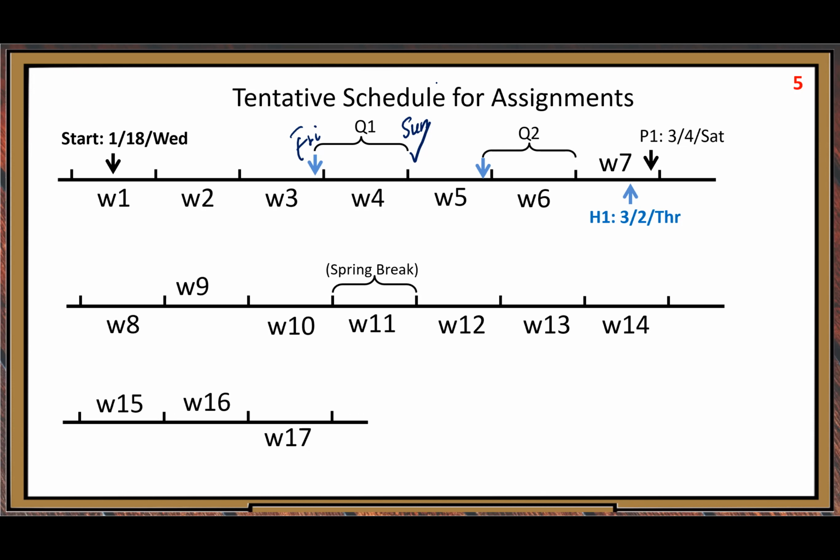At the end of week 7, project 1: March the 4th, Saturday, programming project number 1. Then week number 8, Friday, March the 10th, homework assignment 1 is due, just 1 day more than a week. But don't worry. For each assignment, I give you a 1 day grace period.